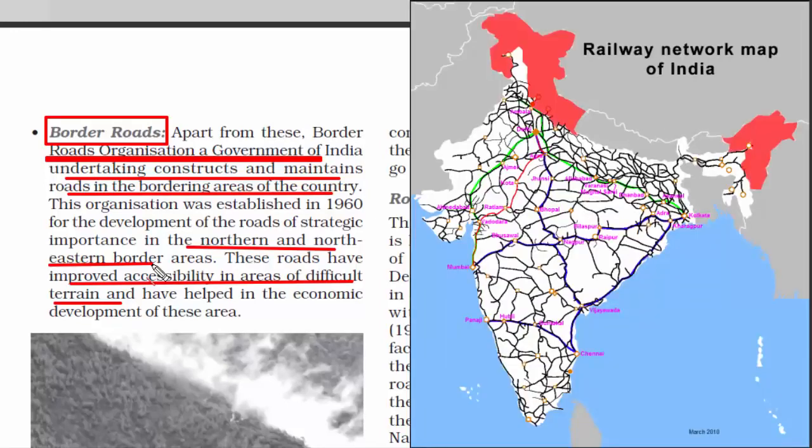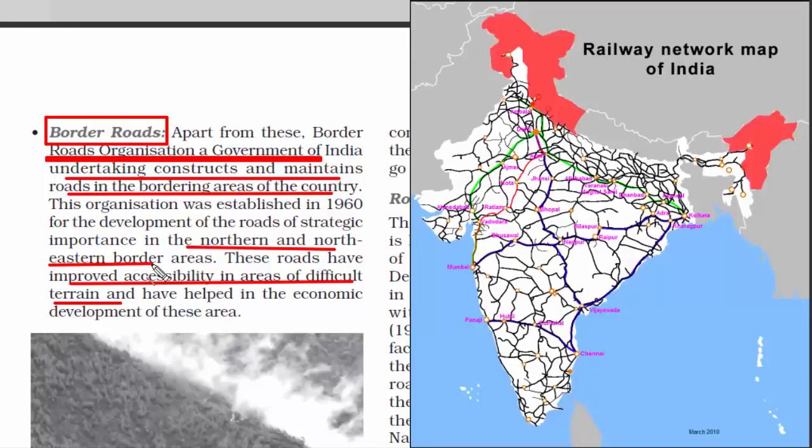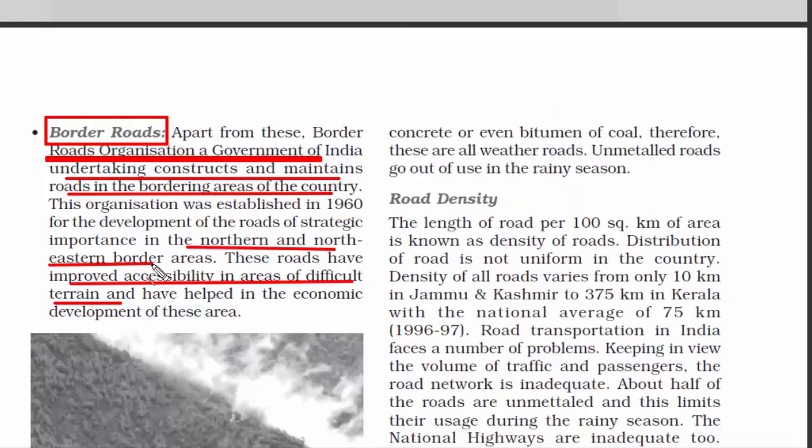So if you see this map, you'll see that in the areas of Jammu and Kashmir and the northeastern part, you will not find railway lines, because of the terrain, it is very difficult to build railway infrastructure. Therefore, these regions are automatically dependent on road transport. And therefore, you can imagine how important is the work of the Border Roads Organization.